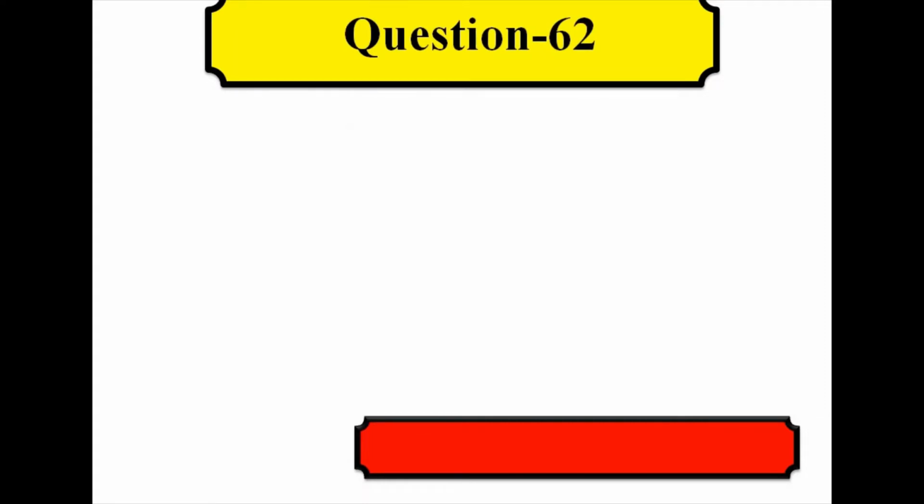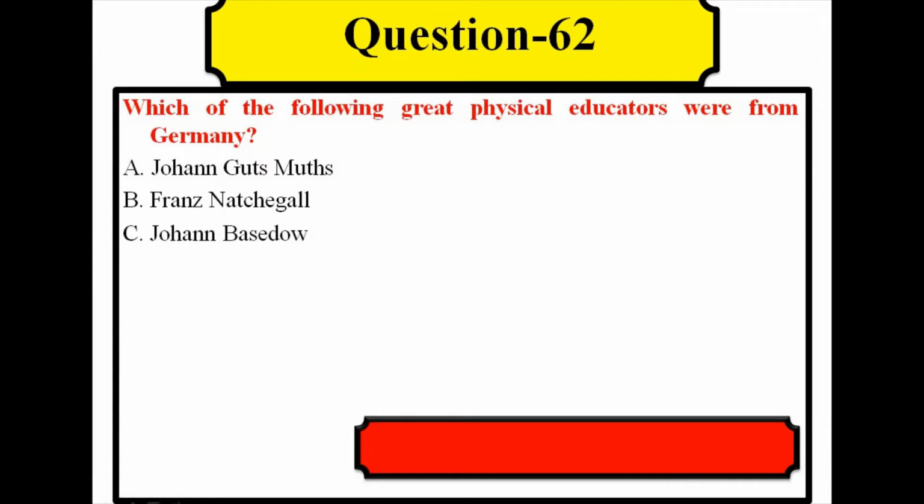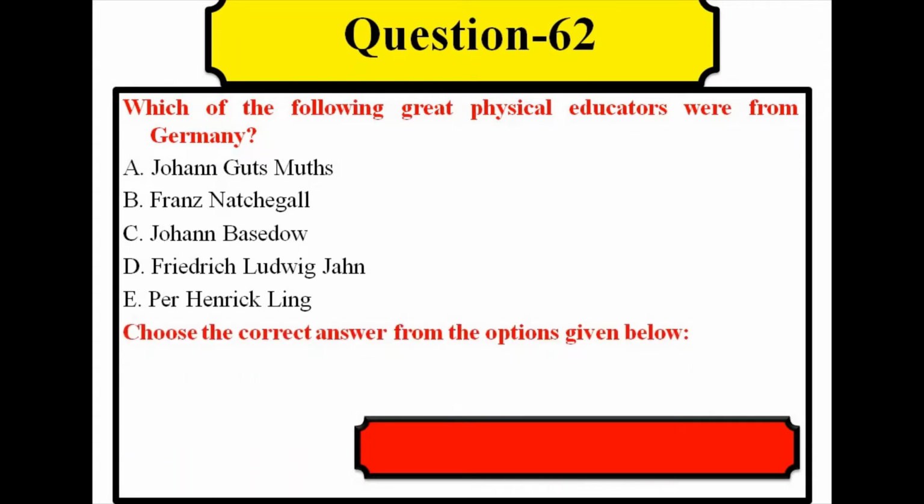Question 62. Which of the following great physical educators were from Germany? A. Johann Gutzmuths. B. Franz Nachtigall. C. Johann Basedow. D. Friedrich Ludwig John. E. Per Henrik Ling. Choose the correct answer from the options given below.